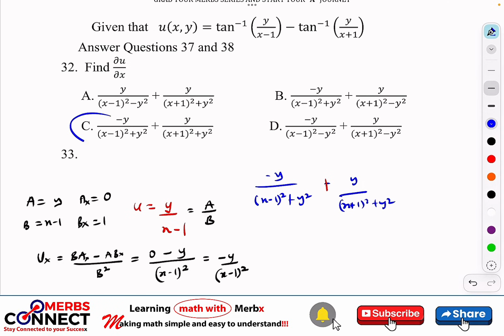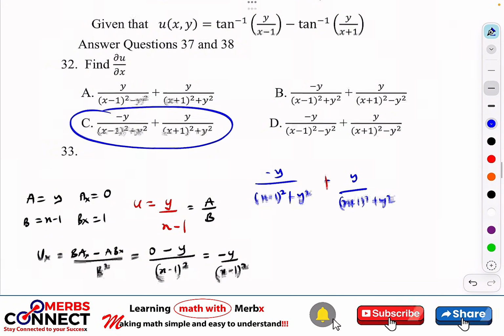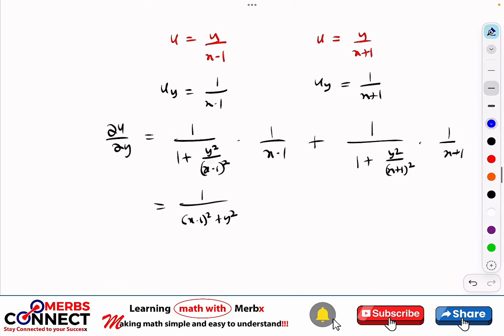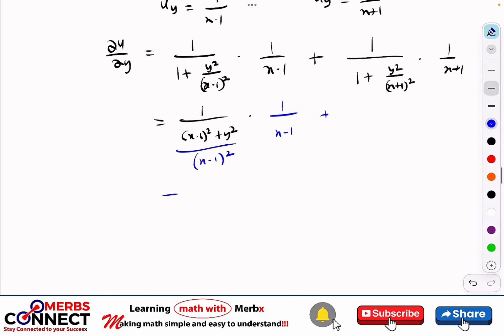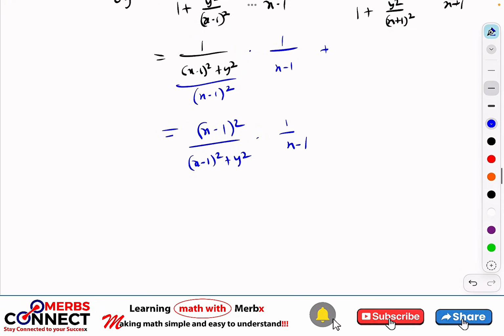So the answer is here. Great. Sorry about the trouble, but I think, yeah, C is right. C is right. Now let's look at 33. Okay, so this really helped us to find out what is wrong, which is beautiful. So x minus 1 all squared times x minus 1, so when you are done, we can just do this one. So x minus 1 squared divided by x minus 1 squared plus y squared, times 1 over x minus 1. One of them will cancel out, so we are going to have x minus 1 divided by x minus 1 squared plus y squared.